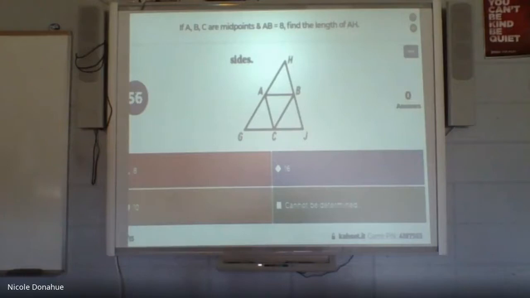So these are all midpoints. They want the length of AH. They tell you AB.